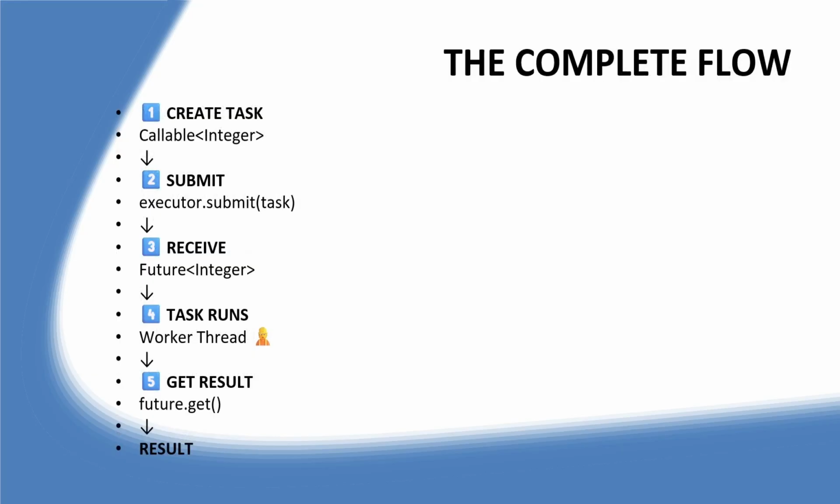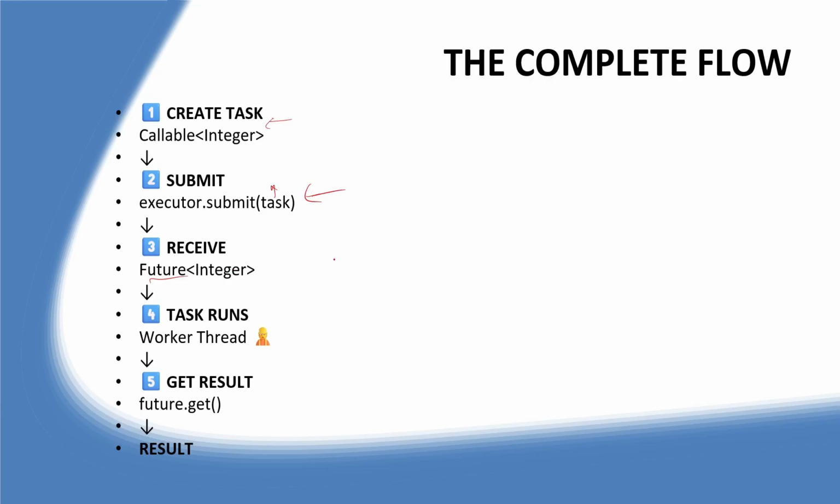Now we will see the complete flow. The complete flow is very simple. First, create a Callable task. Second, submit it to the executor service. The executor service will provide this task to one of the worker threads and get it done. Then the task executes using a worker thread. And finally, when we need the result, we should call the get method on the Future.